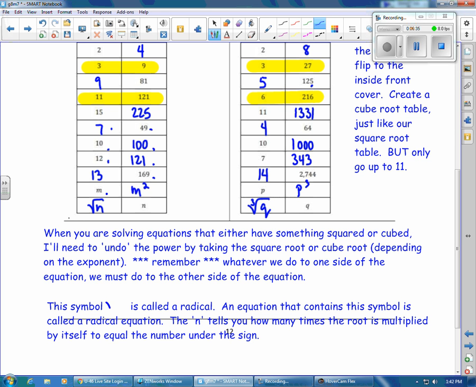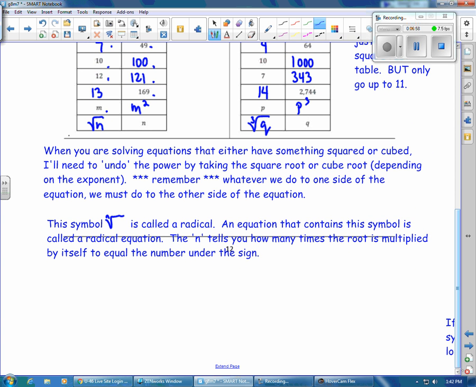This symbol is a radical. That's called a radical sign. An equation that contains that symbol is called a radical equation. If there's an n in the corner, if there's some number in the corner, and I'll stick that n up there, that tells you how many times the root is multiplied by itself to equal the number under the sign.